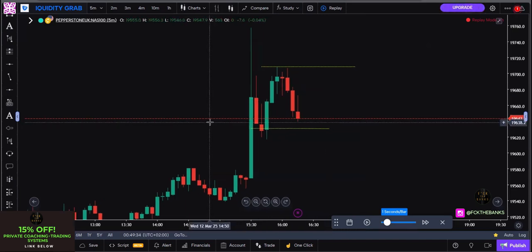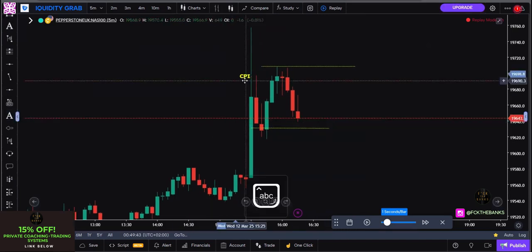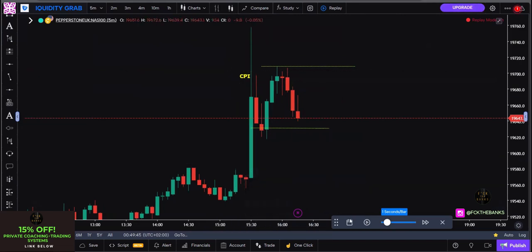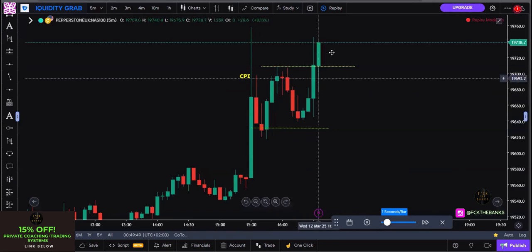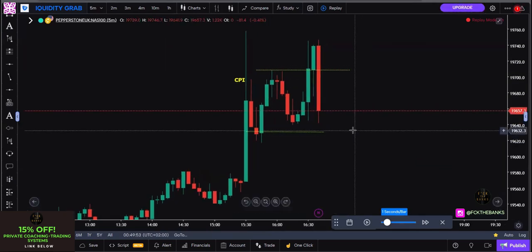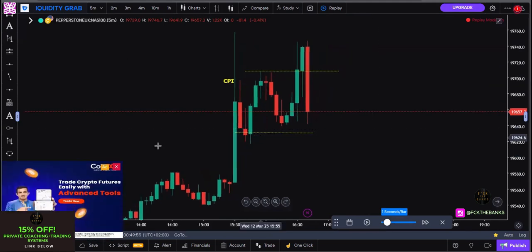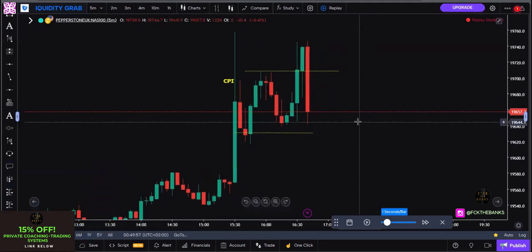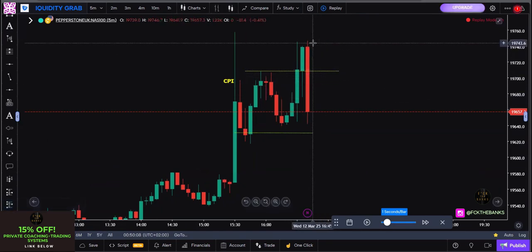So remember, this was CPI, and now we are at market open. I would expect some sort of liquidity grab from these highs, just exactly like this, and now we're going to be able to take some sells. Let's go maybe to a lower time frame, or if you're a more advanced trader, you can just take a sell position around this area with your stop loss above.